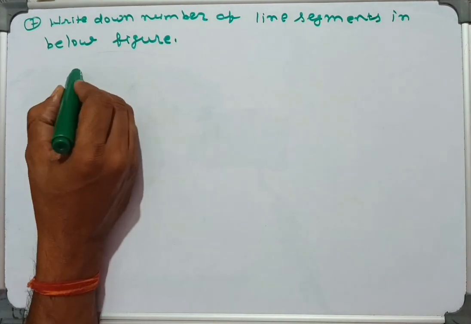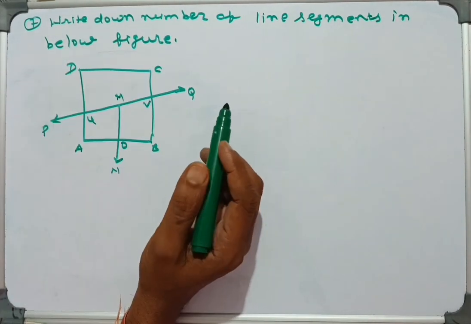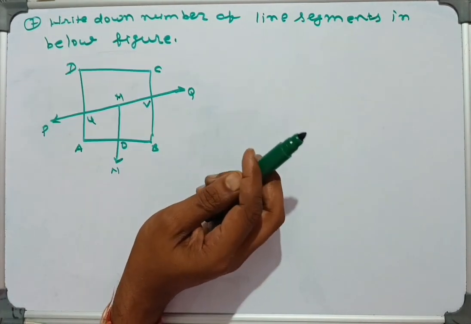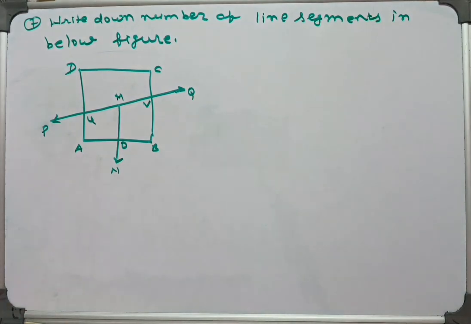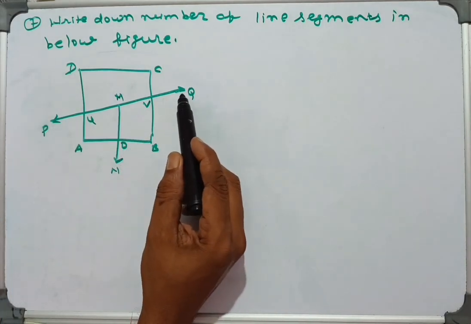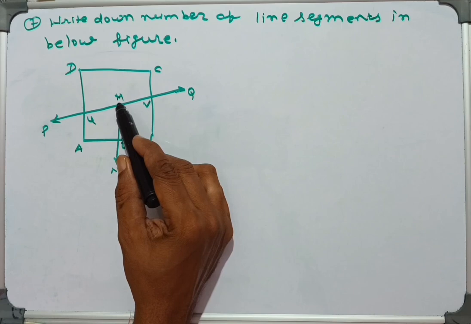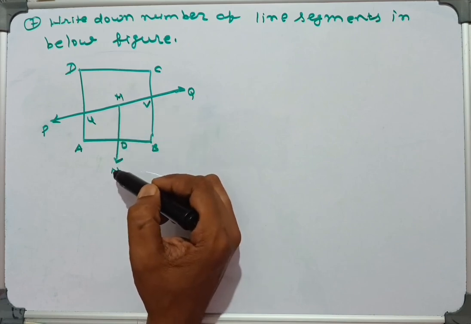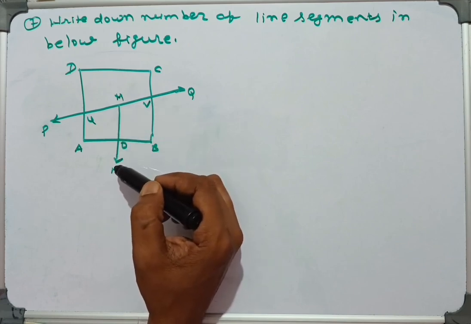Okay, see a figure here. Now the question is asking you how many line segments are in this drawing. So now we count line segments one by one. As per the definition of a line segment, you know a line segment has a fixed length. So PQ is not a line segment here, PQ is a line, and MN is also not a line segment, it is a ray here.